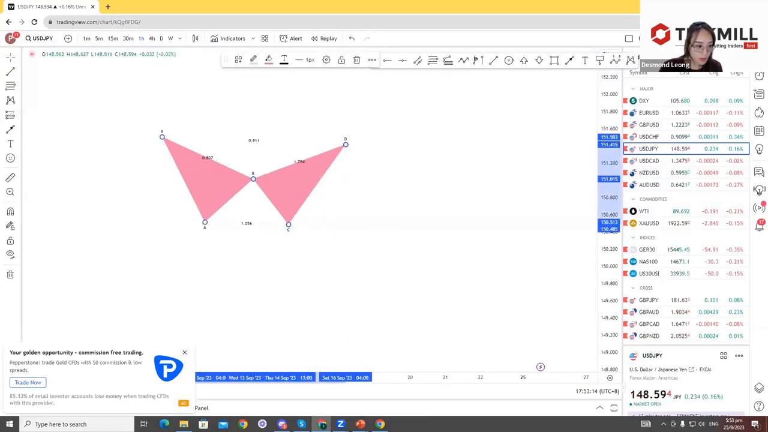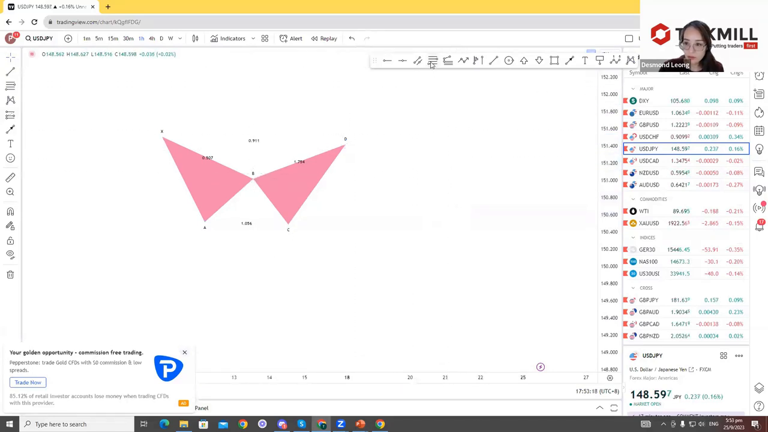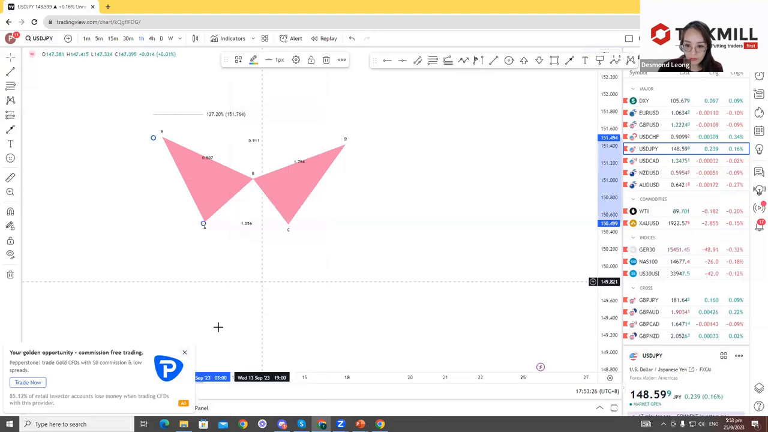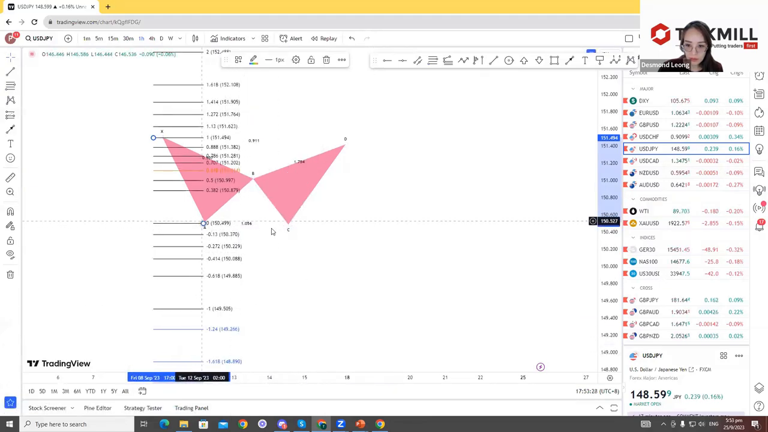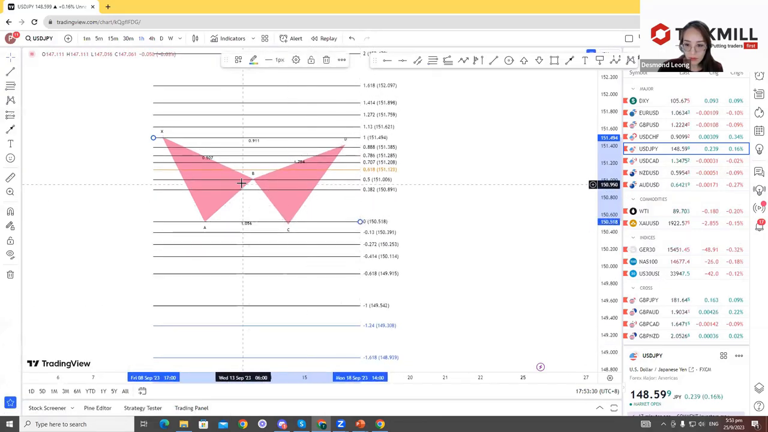They say the B point should retrace how you draw it to get the B point here. So basically, for the B point, I draw from X to A. I'll go slowly, people. Here, the B point, which is this one, has to retrace.